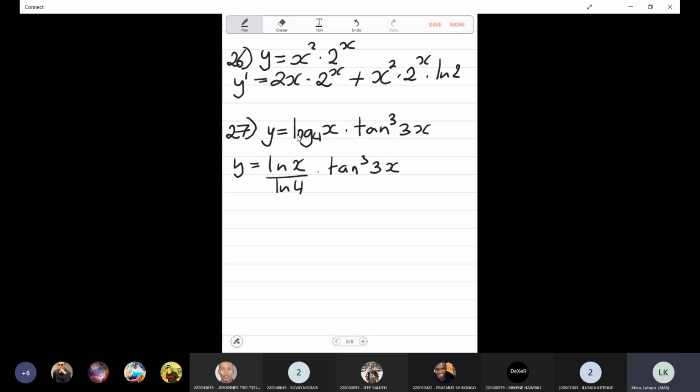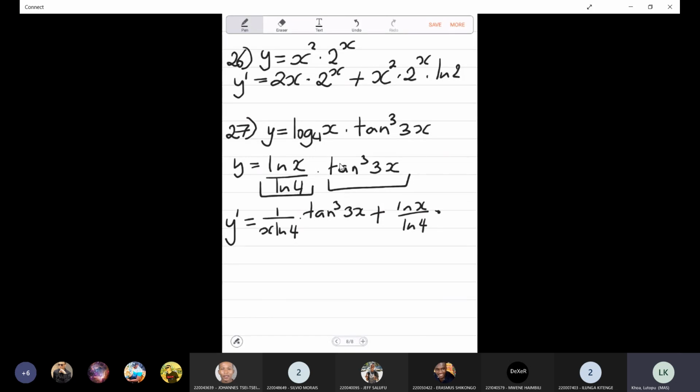And now we use our product rule. So remember, this is my first function. That is my second function. So y prime, this is the derivative of this, which is just 1 over x ln of 4. And then the second function, I write it down exactly as it is. So this is tan cubed of 3x. And then the first function, I write it down exactly the way it is. So this is ln of x over ln of 4.